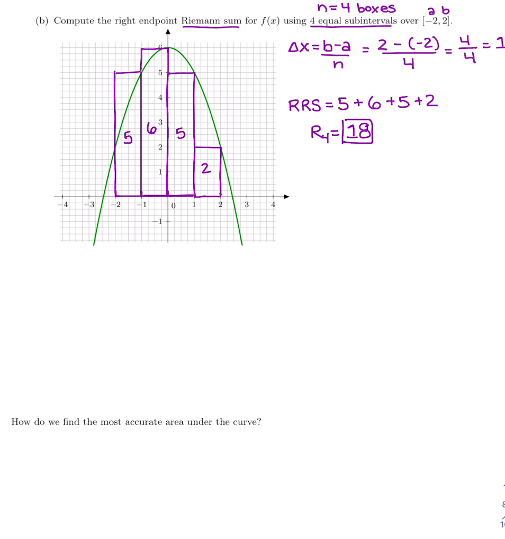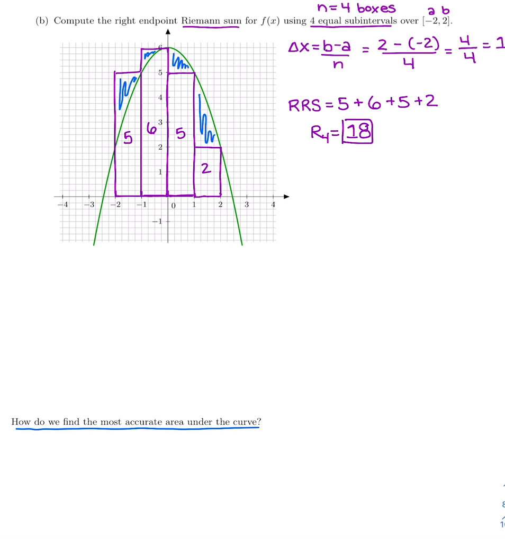So of course it's not perfect. If I'm looking at this picture, this is way overestimating. This isn't even under the curve. Neither is this, but then this is under the curve and we missed it with our box, as well as this. So not a perfect answer by any means. So the question is, how do we find the most accurate area under the curve?